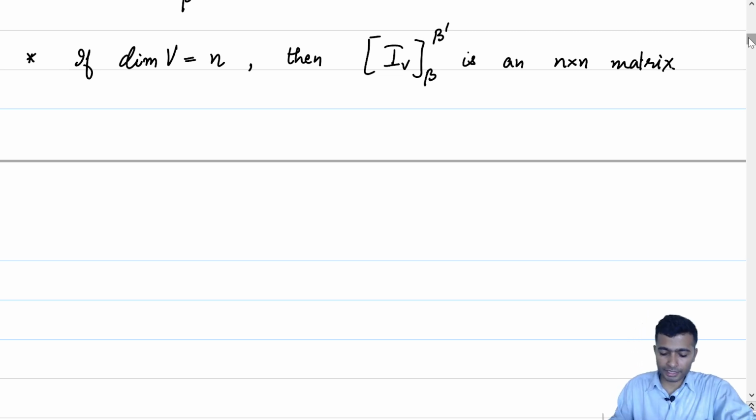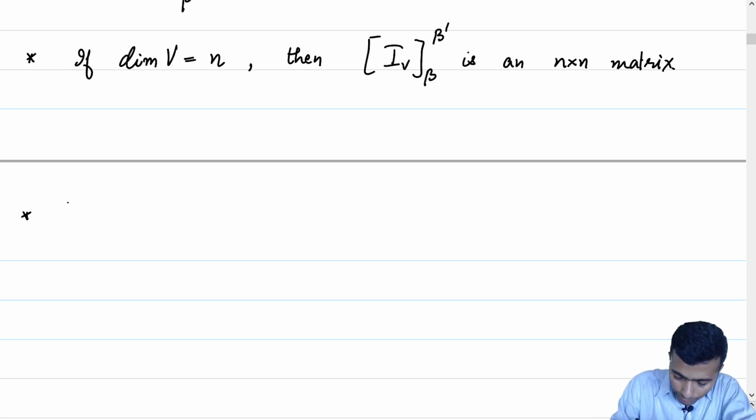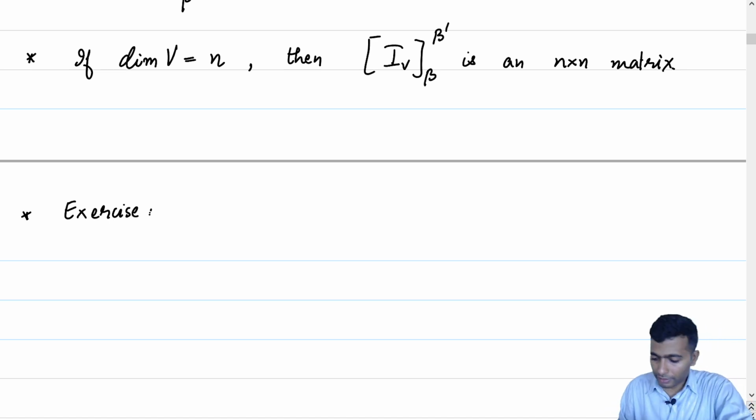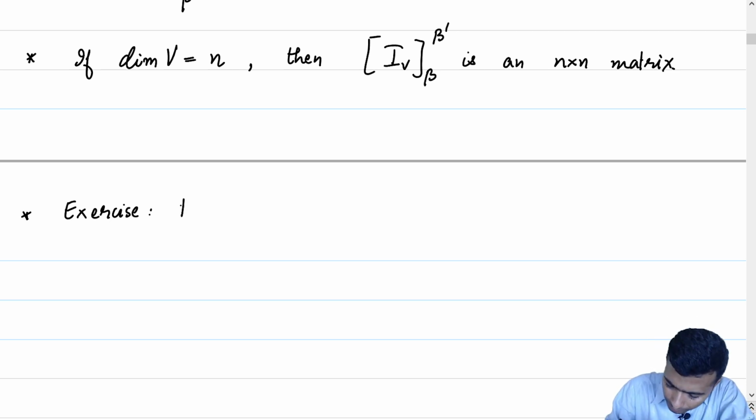I'll leave it as an exercise for you to check that the change of basis matrix from beta prime to beta is exactly the inverse of the change of basis matrix from beta to beta prime. A moment's thought should give you that.